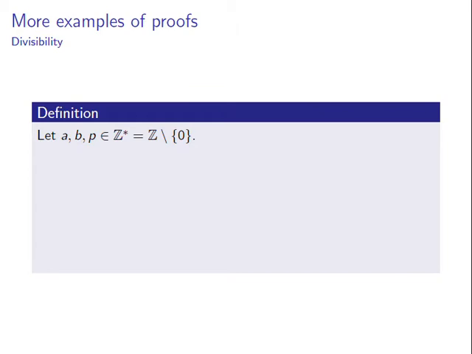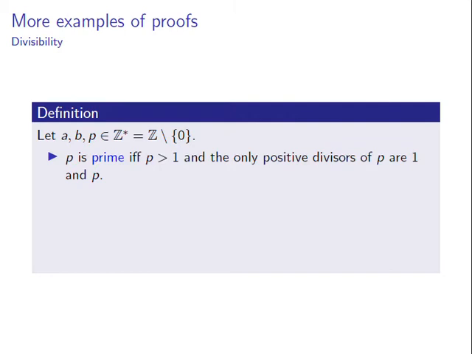Let a, b, and p be non-zero integers. The integer p is prime if and only if p is greater than 1 and the only positive divisors of p are 1 and itself. The greatest common divisor of a and b is the largest integer d, such that d divides a and d divides b. Note that the GCD of a and b is a positive integer.